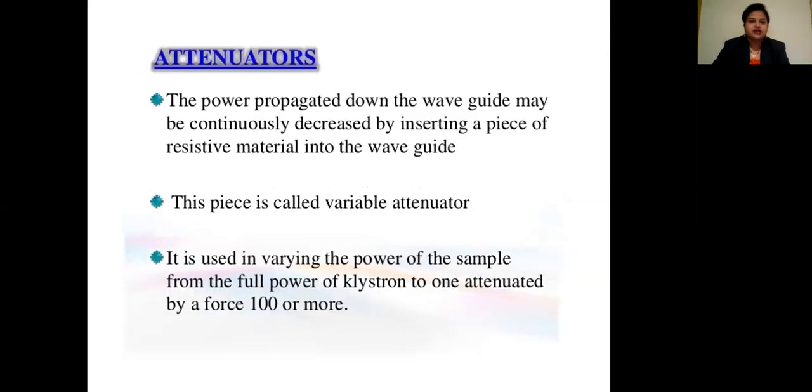The next part of this ESR spectrometer is attenuator. The power propagated down the waveguide may be continuously decreased by inserting a piece of resistive material into the waveguide. The piece is called variable attenuator. It is used in varying the power of the sample from the full power of klystron to one attenuated by a factor of 100 or more.